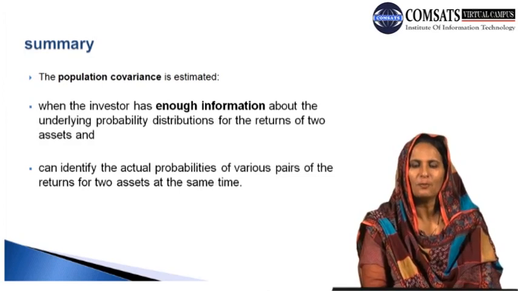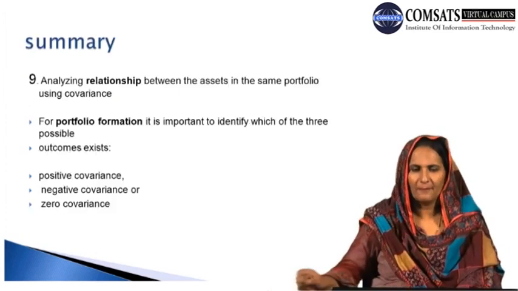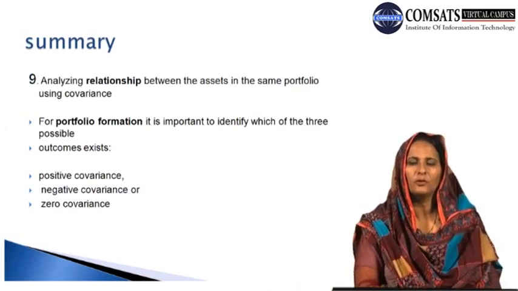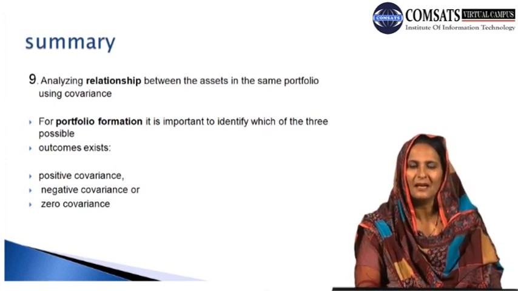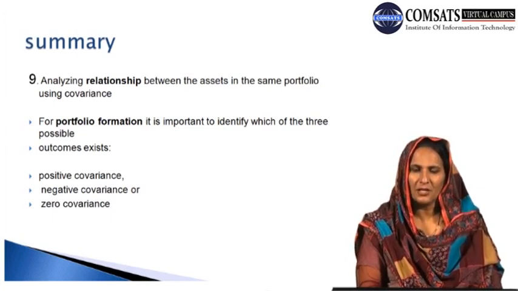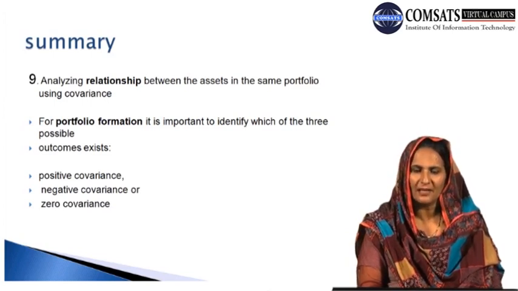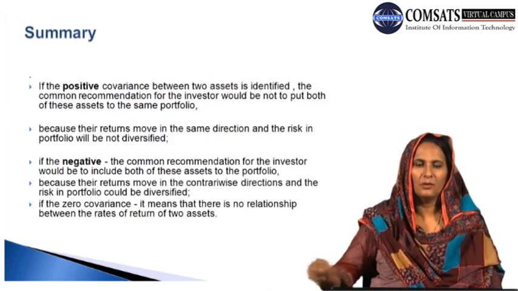and when the investor can identify the actual probabilities of various types of returns for two assets at the same time, we use the population covariance. While analyzing the relationship between the assets in the same portfolio using the covariance, and for portfolio formation, it is important to identify three basic outcomes. One is positive covariance between the returns, second is negative covariance between the returns of two assets, and third is zero covariance between the returns of two assets.